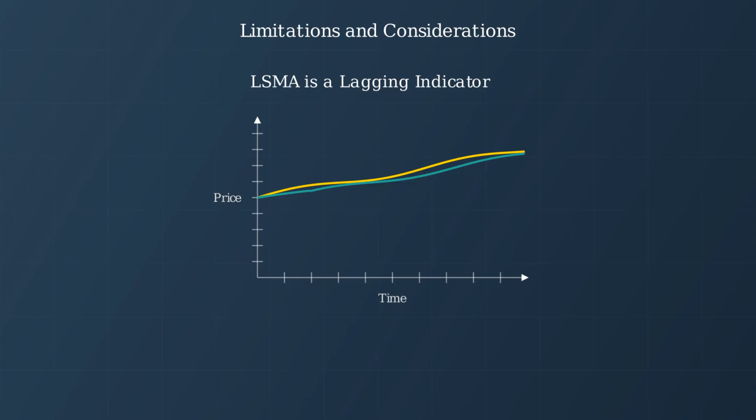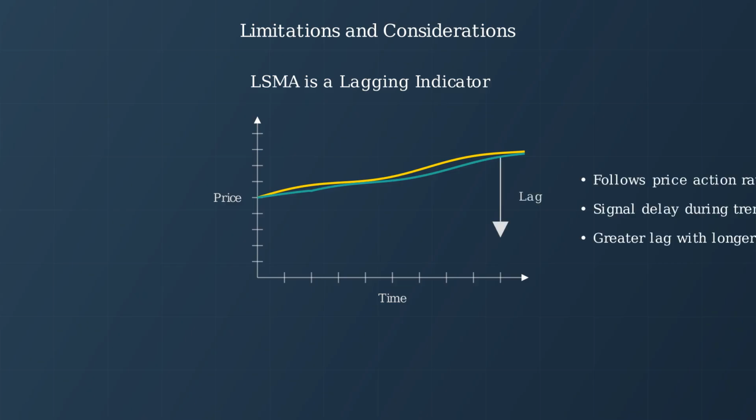Understanding the limitations of the least squares moving average is crucial for effective application. Like all moving averages, LSMA is a lagging indicator. It follows price action rather than predicting it. This lag becomes particularly evident during trend reversals, where the LSMA continues in the original direction before catching up to the new trend.